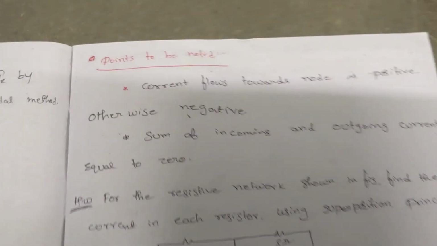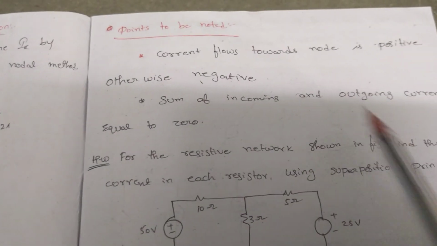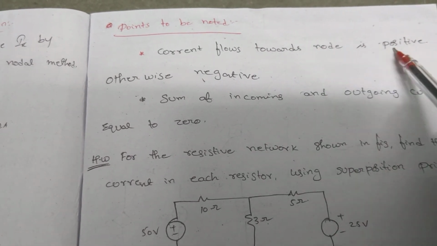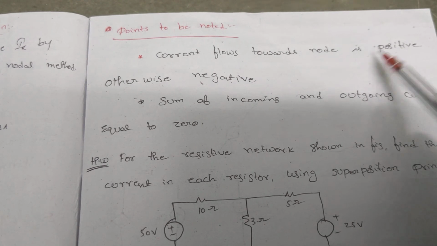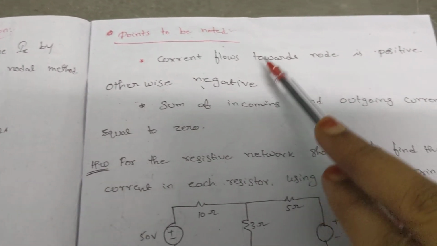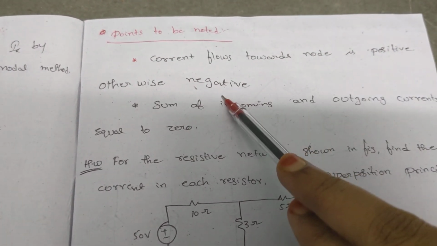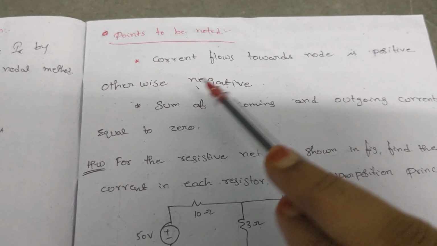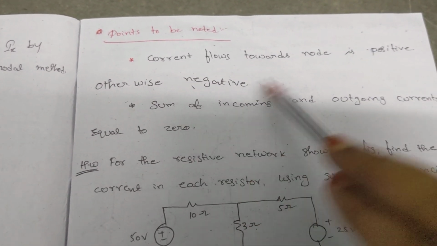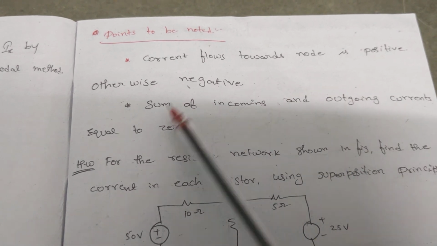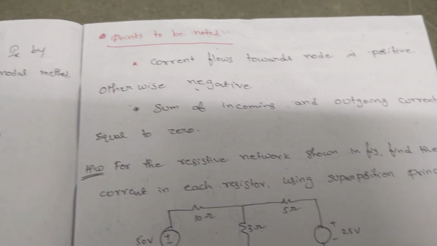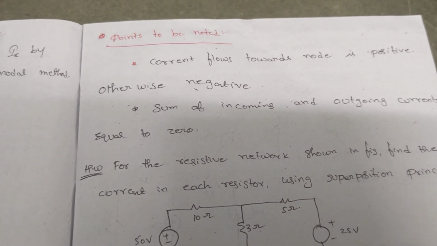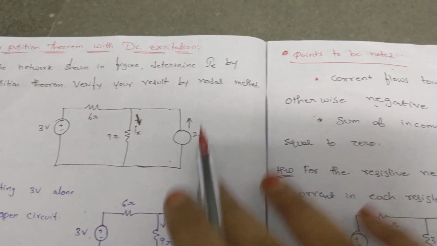So the point to remember in this problem is that whatever current is flowing towards your node is considered positive, and what is flowing away from your node is considered negative. The sum of incoming and outgoing currents at a node should be equal to 0. So this is with respect to the voltage source as well as the current source.